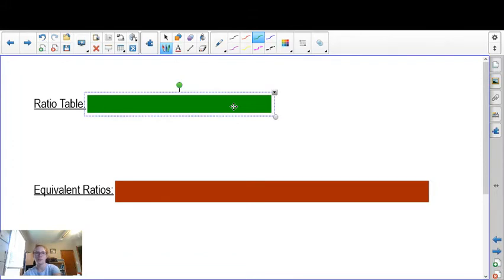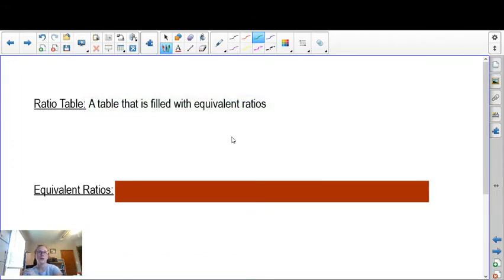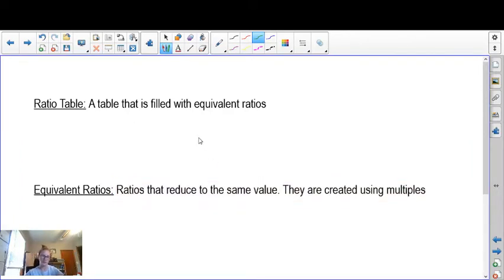Which brings me to 2 definitions. First one is a ratio table. A ratio table is a table that is filled with equivalent ratios. And you're like, well, what's an equivalent ratio? That's a ratio that reduces to the same value. So for example, our 1/3 or our 1 to 3. They're created using multiples. We know the word multiple means getting bigger. So we get bigger, or technically, if I reduce them, then they'd be getting smaller.